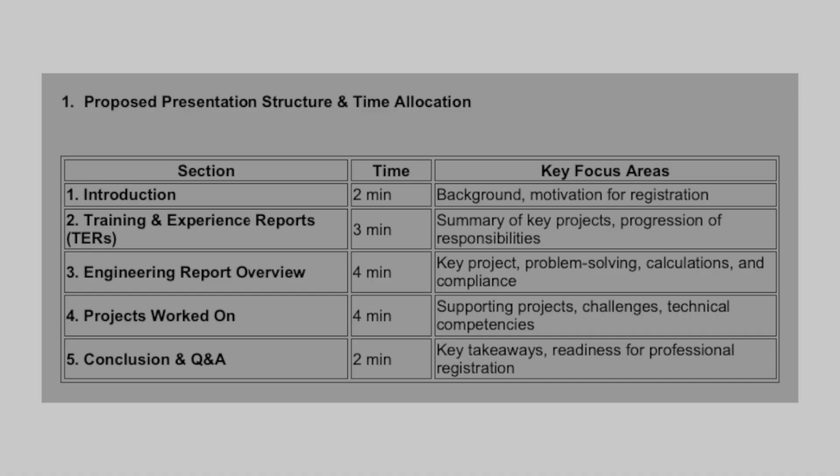Item number 2, training and experience reports. Spend about 3 minutes on that, which will be a summary of the key projects that you worked on and the progression and your responsibilities during that time. Item number 3 would be engineering report overview. Spend about 4 minutes on this. This is quite important. The key projects that you worked on, the problem solving that you've done, the calculations that you've used, and then also compliance matters, including site experience. Projects worked on, spend about 4 minutes on that.